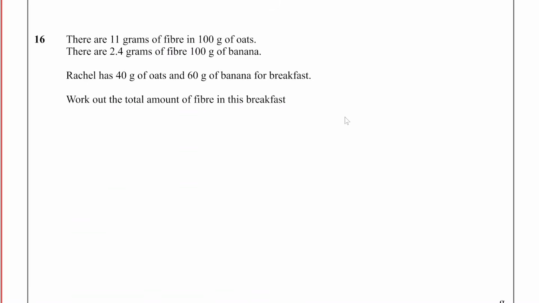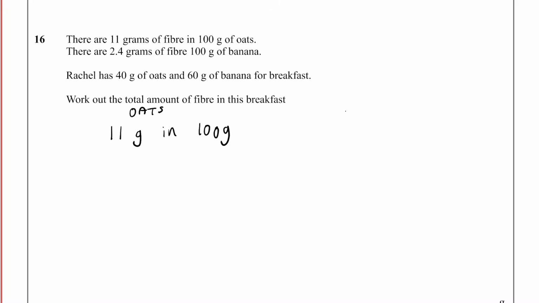Question 16. There are 11 grams of fibre in 100 grams of oats. There are 2.4 grams of fibre in 100 grams of banana. Rachel has 40 grams of oats and 60 grams of banana for breakfast. Work out the total amount of fibre in this breakfast. So 11 grams of fibre in 100 grams of oats.